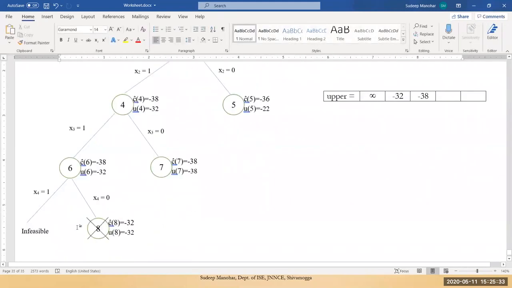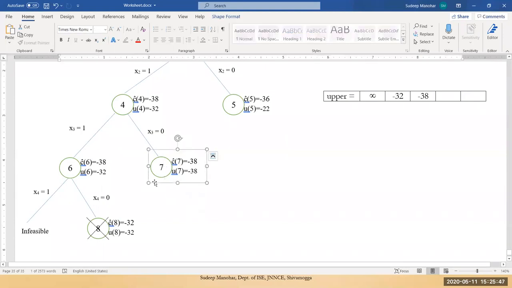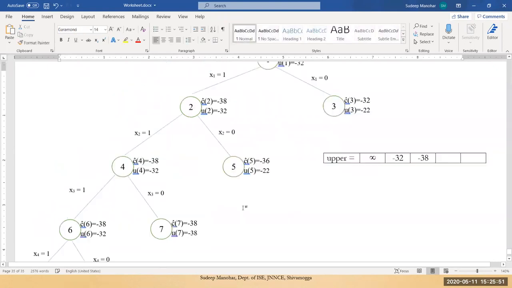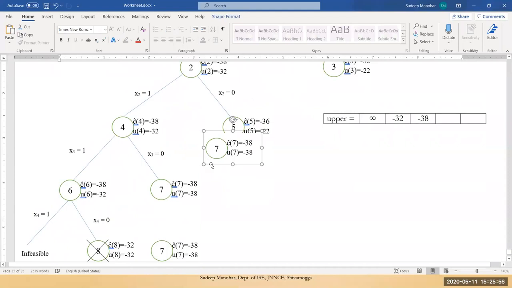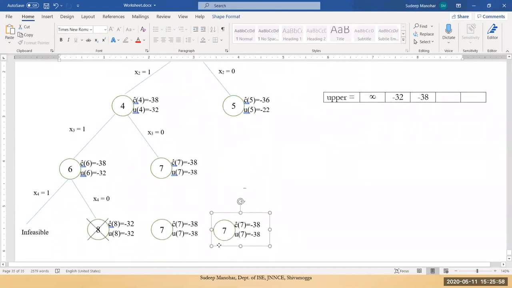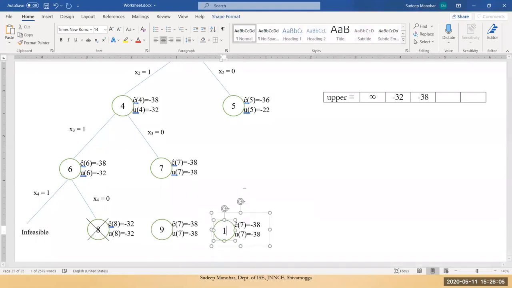Next, when it is killed, there are no other nodes to move further. Move to the previous one. That is, you have finished the left hand because it was minus 38. Same value was here. Now you consider node number 7. From node number 7, write 2 children for this. Node number 9. This is node number 10.